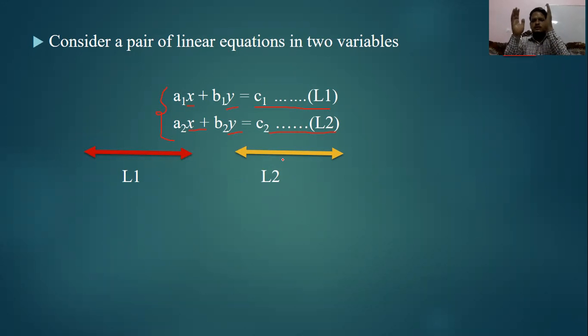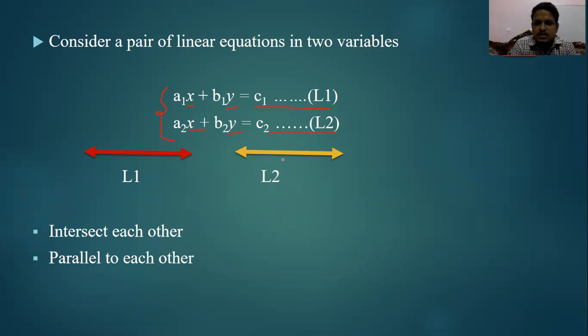Suppose these are the two lines. This is L1 and this is L2. They may intersect each other, they may be parallel to each other, or they may coincide with each other. So we get three cases. It means first one is when lines are intersecting each other, second one is when lines are parallel to each other, and third one is when lines are coinciding with each other.